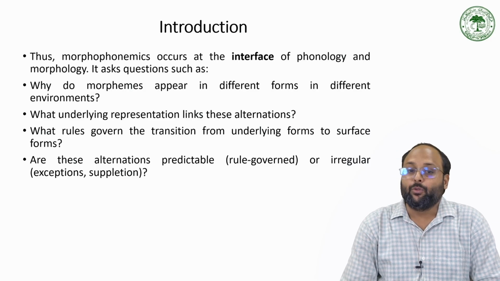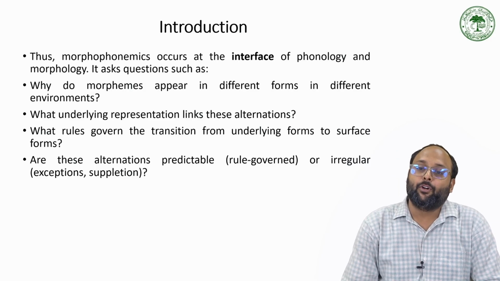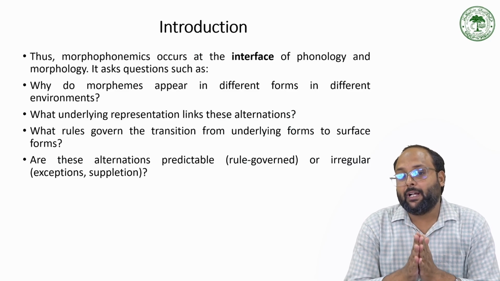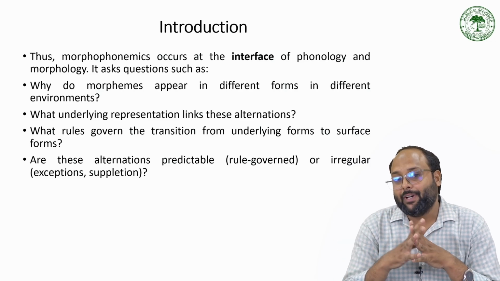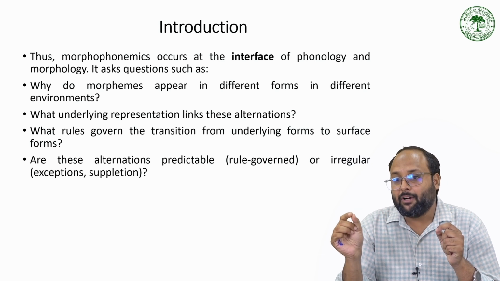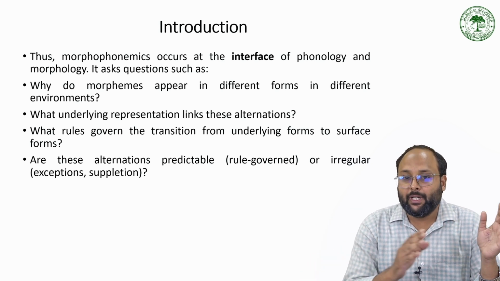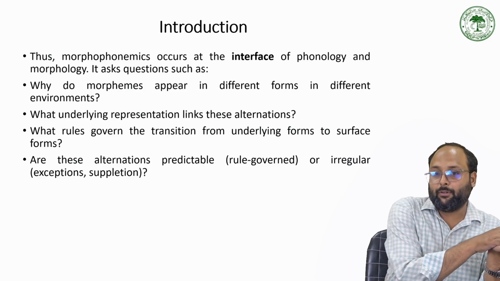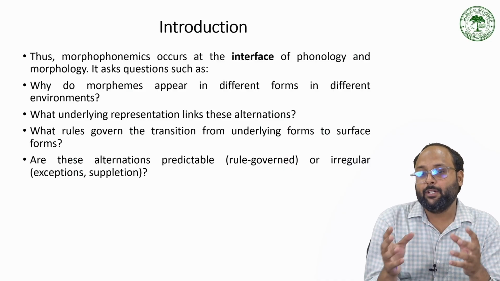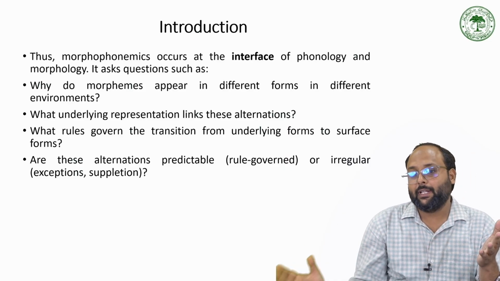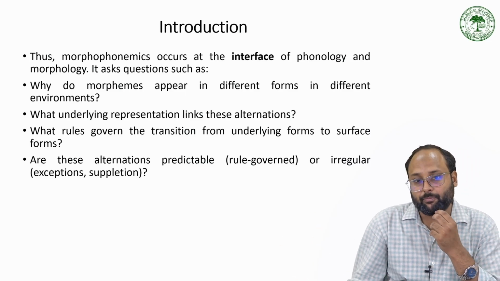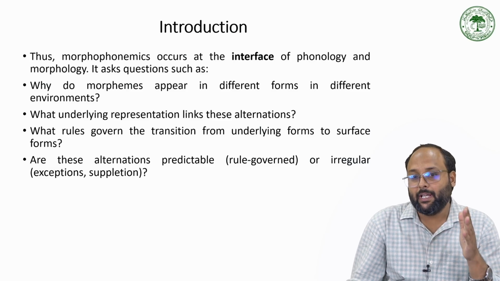It asks certain questions, like why do morphemes appear in different forms in different environments? So that we have discussed. The morpheme cannot occur in the same way in every environment. Environment means when the particular morpheme occurs after a particular phoneme, it can take some feature from that phoneme or change according to the feature of the adjacent phoneme. Adjacent phoneme means the phoneme at the preceding position or the following position. So that is called the environment.